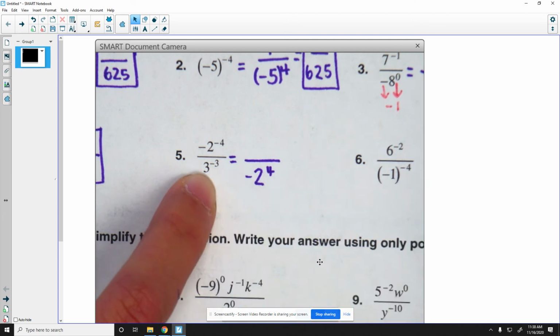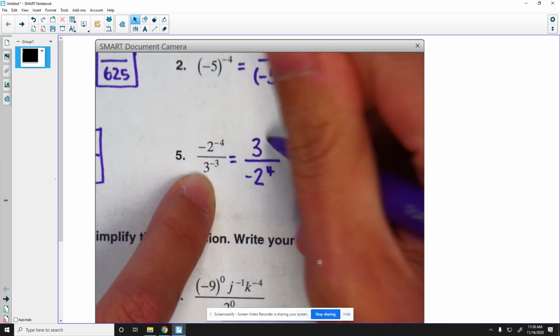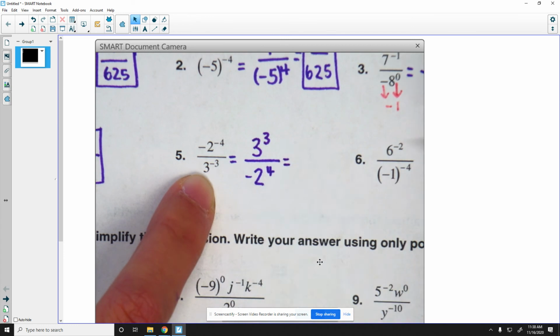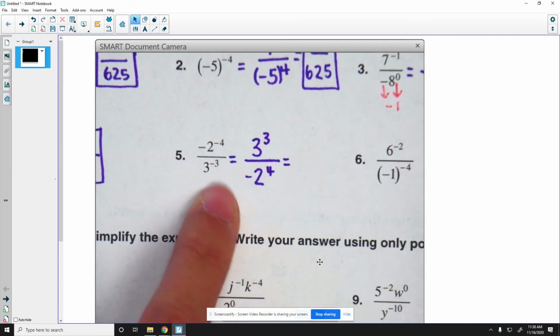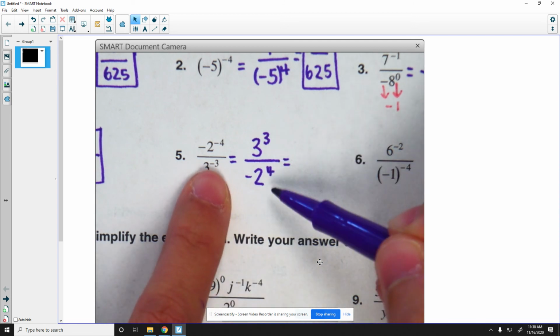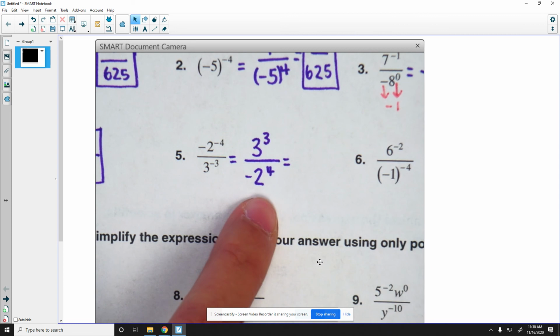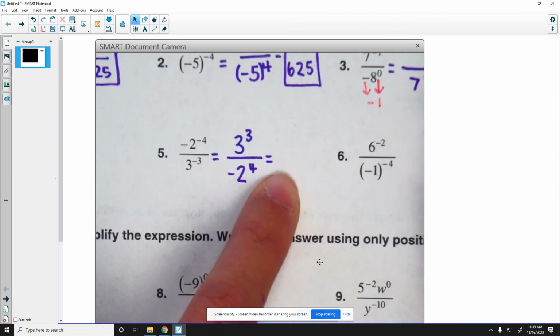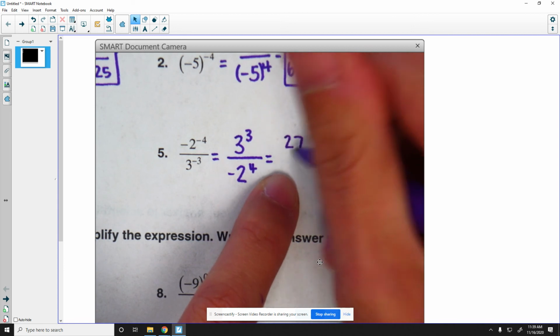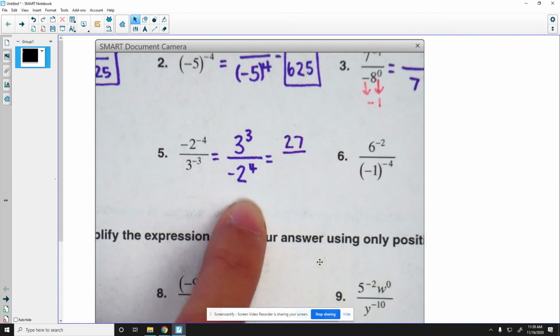Okay, the 3, top or bottom? Okay, so the 3 goes to the top. All right. Should I leave it like this or should I actually figure out what the numbers are? Figure it out. Because you don't know if you can simplify the top numerator with the bottom denominator, right? You don't know if that fraction can be simplified. So 3 to the third is 27. Good. Okay.